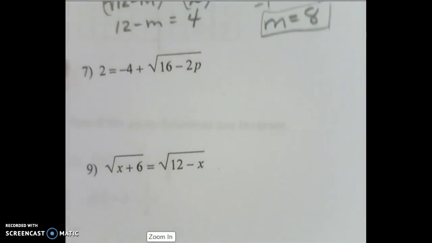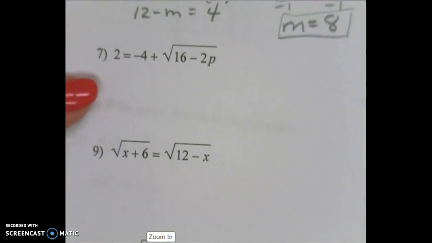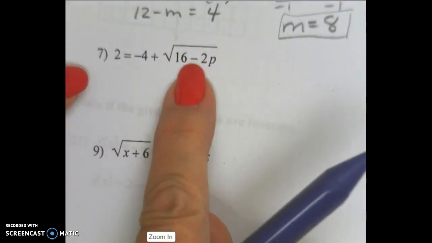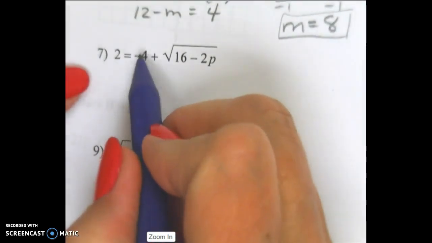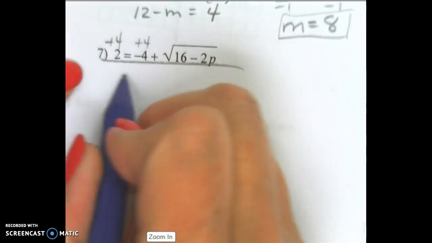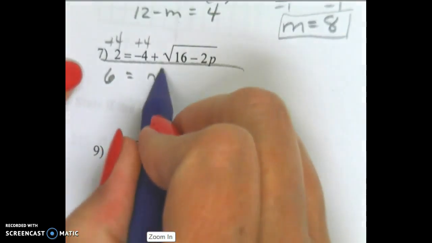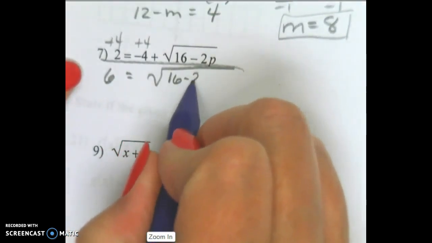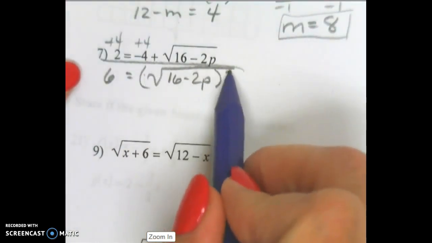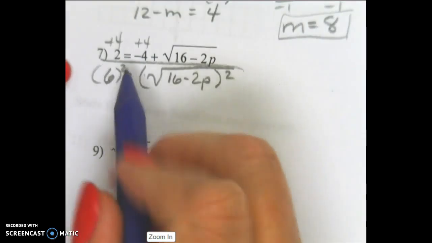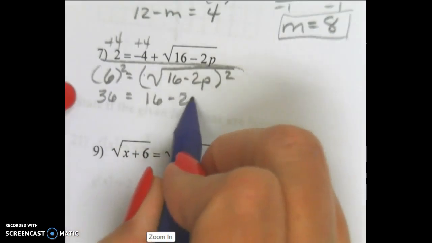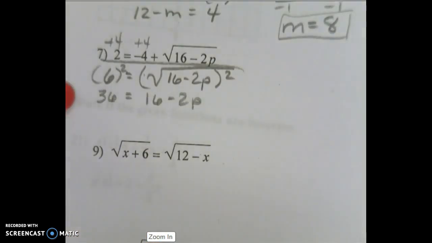I have one more where I have just a single radical. So this radical needs to be by itself. So I have to get rid of this minus 4. So I'm going to add 4 to both sides. So I get 6 is equal to the square root of 16 minus 2p. Because it's a square root, the inverse operation is to square. 36 is equal to 16 minus 2p, and I continue to solve my problem.